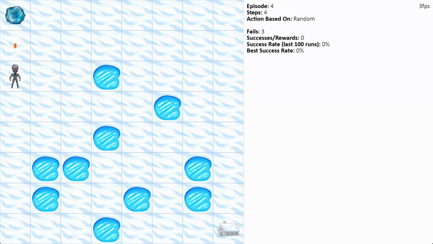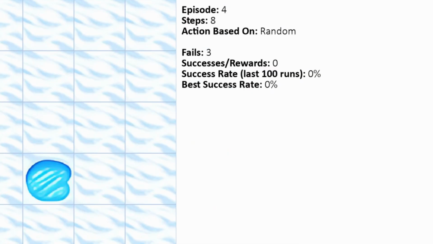Let me bring up some information to help keep track of what's going on. The agent has attempted and failed this many times. This shows the number of actions or steps taken in the current episode. We want to start seeing successful runs, the chance of success over the last 100 runs, and the best success rate achieved. Let's speed up the training.